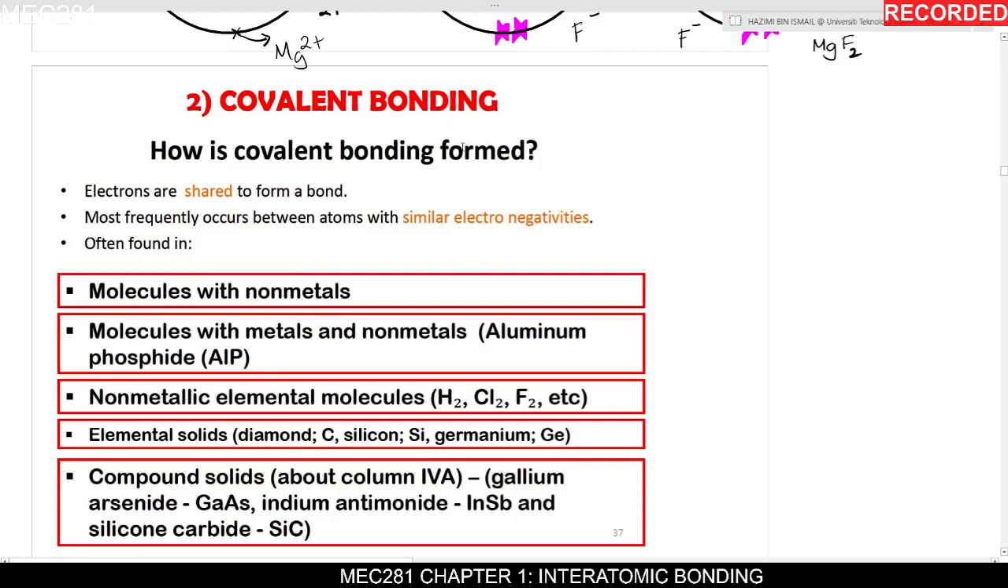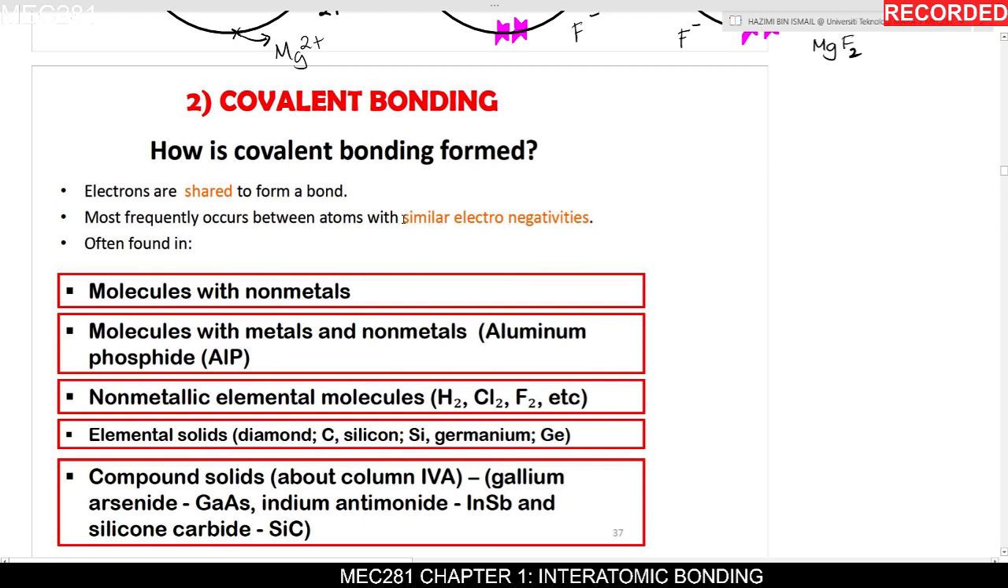So how is covalent bonding formed? Electrons are shared here to form a bond. Instead of giving up and receiving electrons, as we found in ionic bonding, covalent bonding is formed by sharing the electrons. It most frequently occurs between atoms with similar electronegativity.